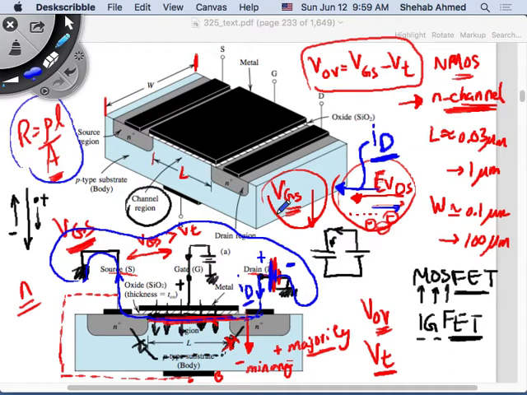So everybody gets how this thing works? Ahmed? Seriously?